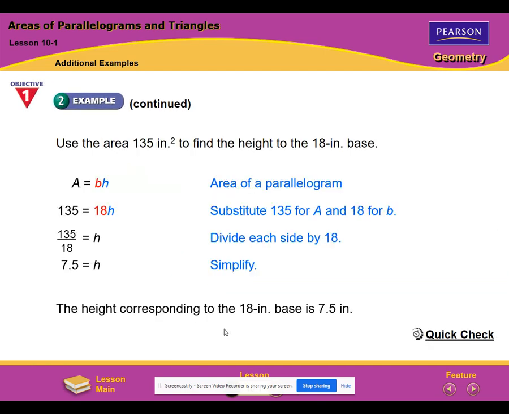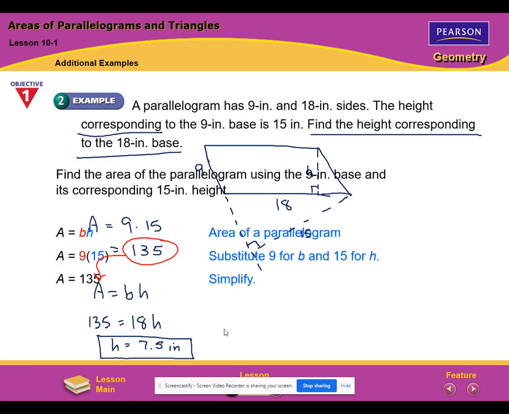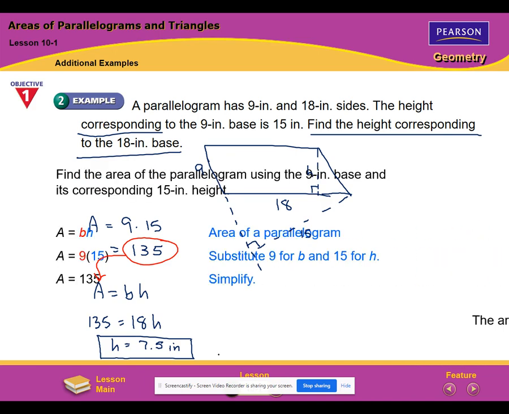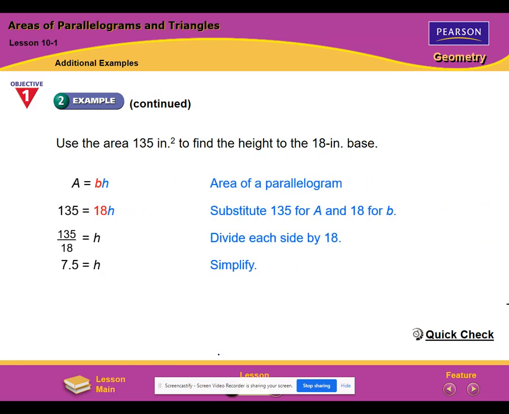And there's their work for the same thing. Again, appropriate amount of work, just exactly what I showed you here. A picture would be optional, but I think it's a good idea to draw a picture. All right, 3 more examples.